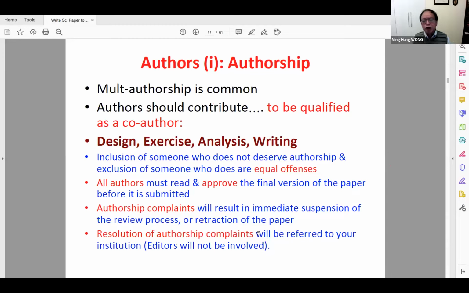So authors should contribute to certain parts of the paper, like design, experiments, analysis, writing, and so on, to be qualified as a co-author. It would not be very good if you put a person down as a co-author because he or she is a girlfriend or boyfriend. I don't think this would be a very good idea. All the authors should read and approve the final version of the paper before submission, so there may not be official complaints and so on. I think we should avoid this as much as possible.